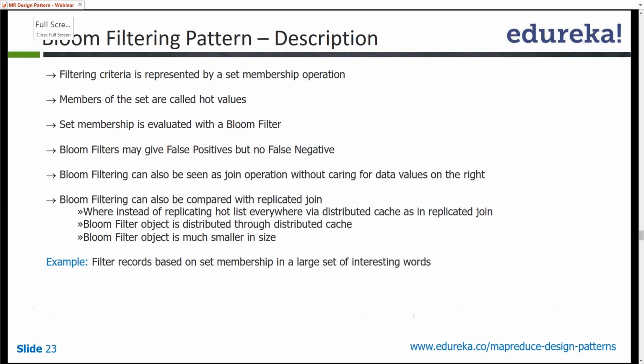It can also be compared with a replicated join, where instead of replicating the hot list everywhere, so the hot list, for example, in our code, we are distributing the stop words list, right? That list was not too big, so I just spread that out everywhere using distributed cache. But Bloom filters could help in such cases, because the size of the Bloom filter would be much lesser than that file that you're distributing.